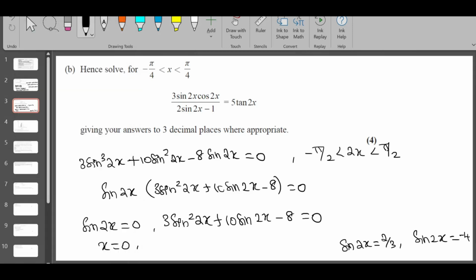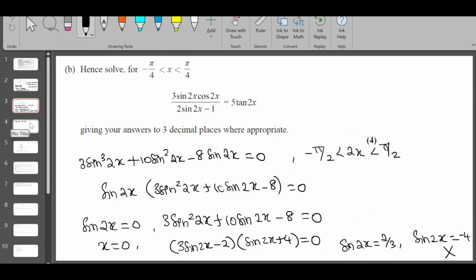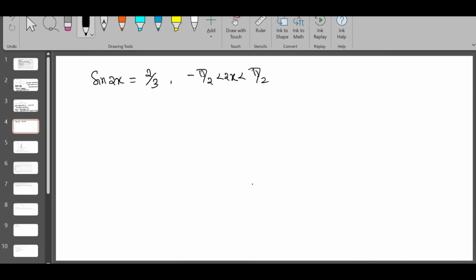sine 2x is negative 4. So you need to write a step here, write it as a factor: 3 sine 2x minus 2, sine 2x plus 4 is 0. This equation has no solution because the range of sine x is minus 1 to 1. So if you put sine inverse of 4 or minus 4, you won't get a solution. That means you need to solve only this in this limit. So I have taken this equation separately here.